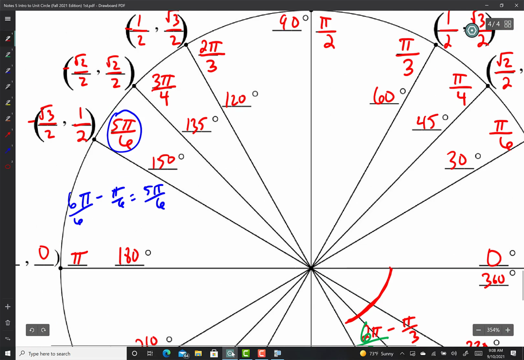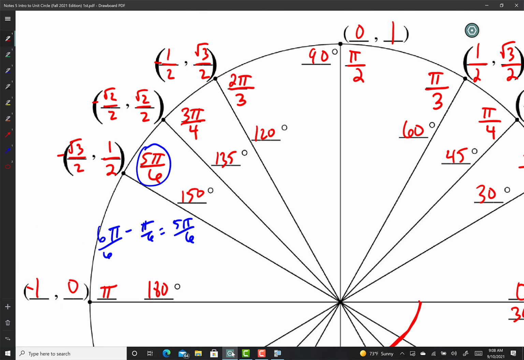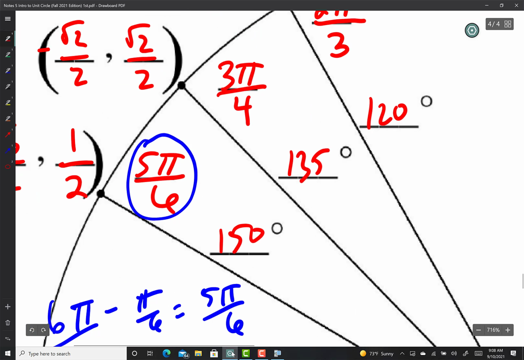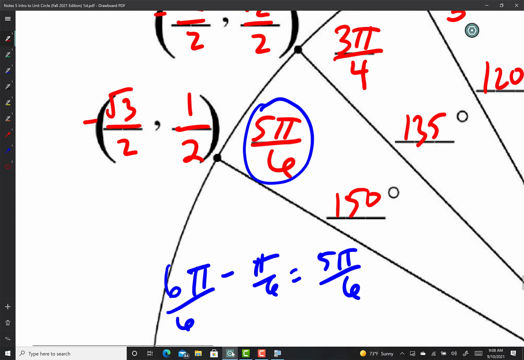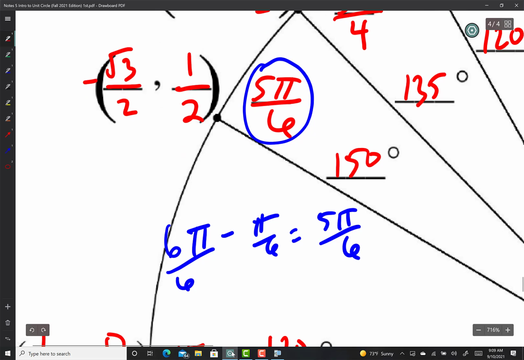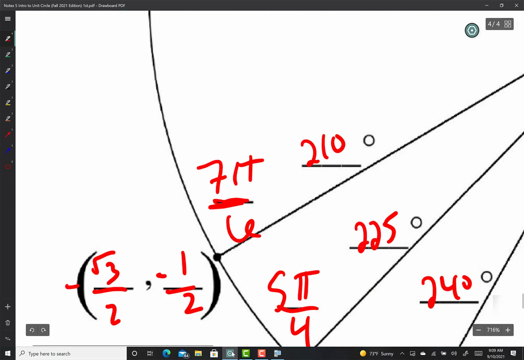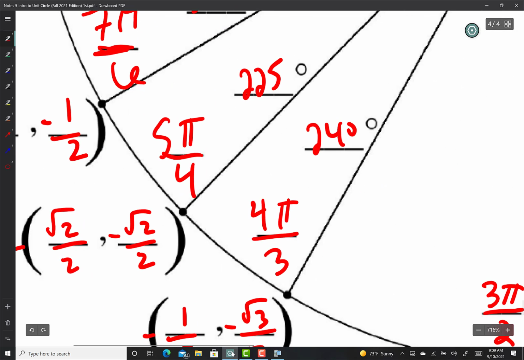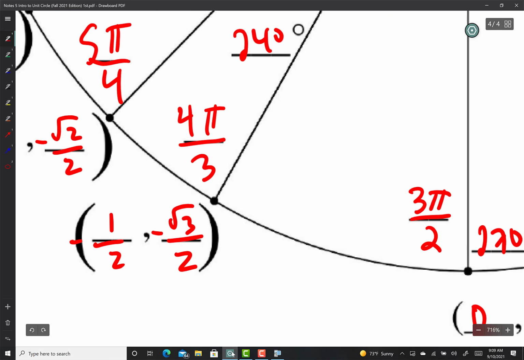In quadrant 2, the integer in the numerator next to the pi is 1 less. Look at the 2 pi over 3. If the denominator is 3, if you're in quadrant 2, subtract 1 from 3, 2. The denominator is 4, subtract 1 from 4, 3. If you're at 6, subtract 1 from 6, 5. Cool? If you're in quadrant 3, you add 1. The denominator is 6, add 1, 7. Denominator is 4, add 1, 5. Denominator is 3, add 1, 4.